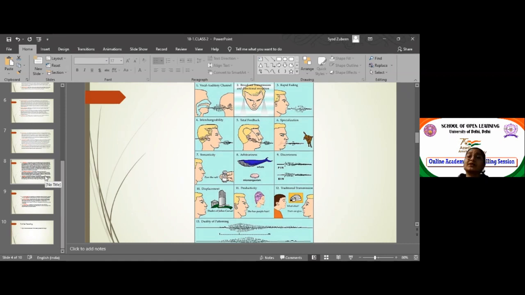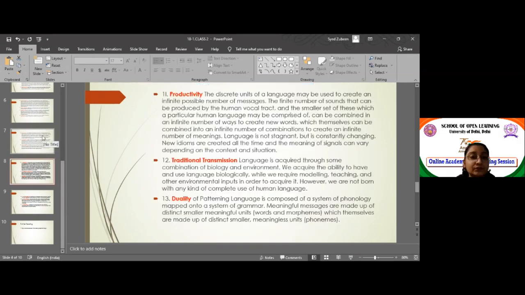Human beings can talk about their pasts and their futures. Animals can live as long as 200 to 300 years. Many whales can live around 200 to 300 years. But can they communicate what they have been feeling or what they saw in the previous years? No, they cannot do that. All right. So that's displacement.